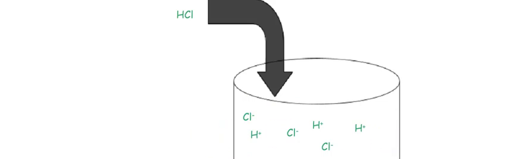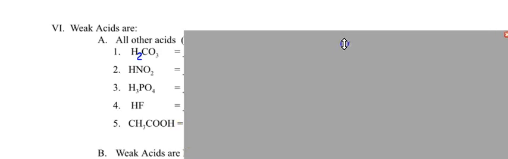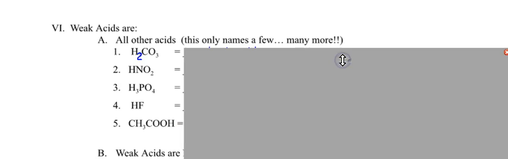So let's look at what a weak acid will do. Let's say all other acids are weak. So for this list, there's only a few of them. Oh, there's many, many, many more. All right. So do me a favor. Number 1, that's a typo. There's no such thing as H3CO3. It's H2CO3. Can you go ahead and name these for me? Take a few minutes out.